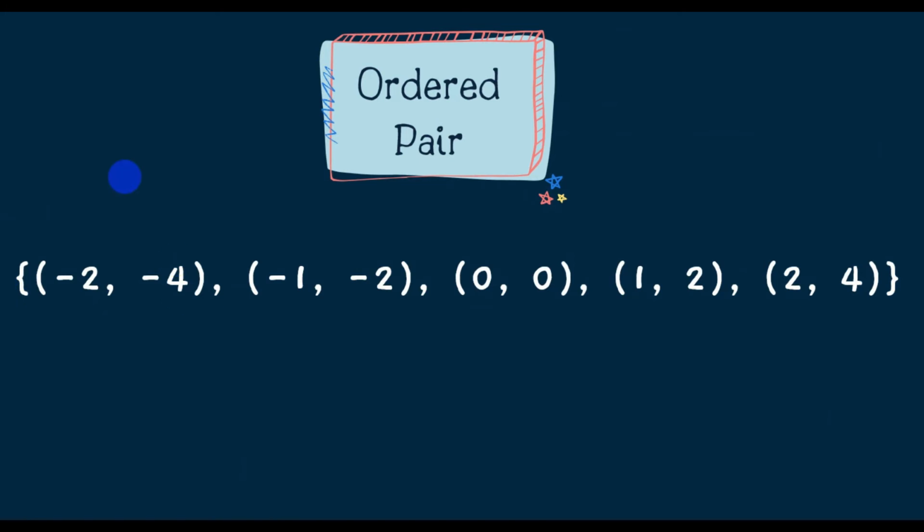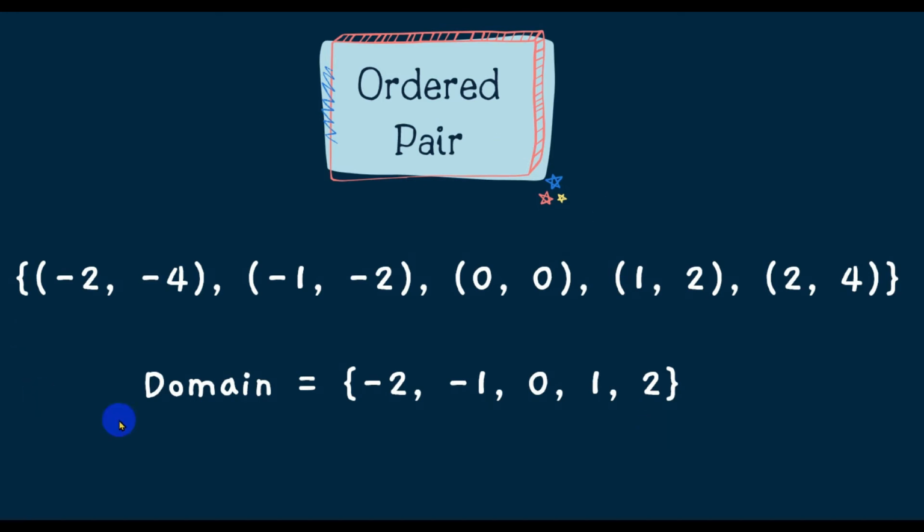When it comes to relation, set of ordered pairs po sila. Kaya, kailangan naka-enclose sa brace. So, we can identify here the domain, right? So, ang domain po ay lahat ng x values. So, sila po ay si -2, -1, 0, 1, and 2.